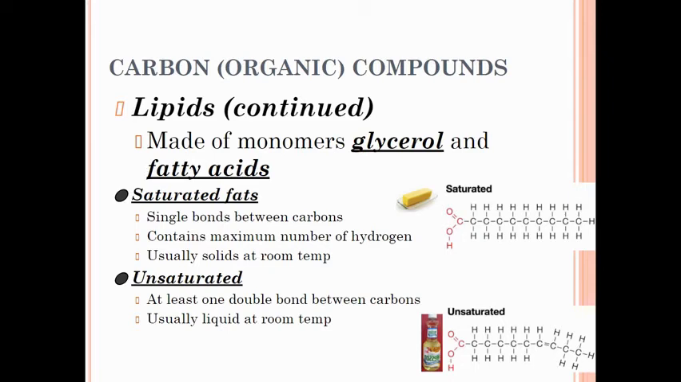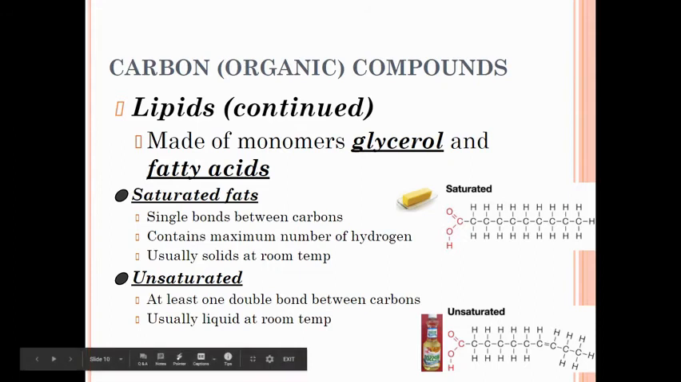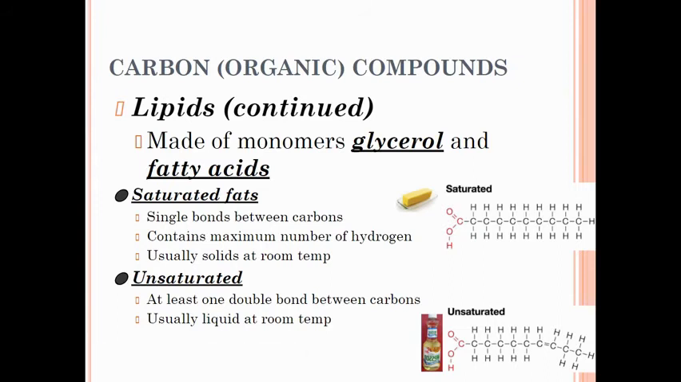Unsaturated fats have at least one double bond. They might have more than that, but at least one double bond. And so they become unsaturated because that double bond causes fewer hydrogens to be attached. So if you look at this here, we have a double bond right here, and that means that we don't have hydrogens attached to those sides. Unsaturated fats are usually liquid at room temperature, and they almost always come from a plant source.